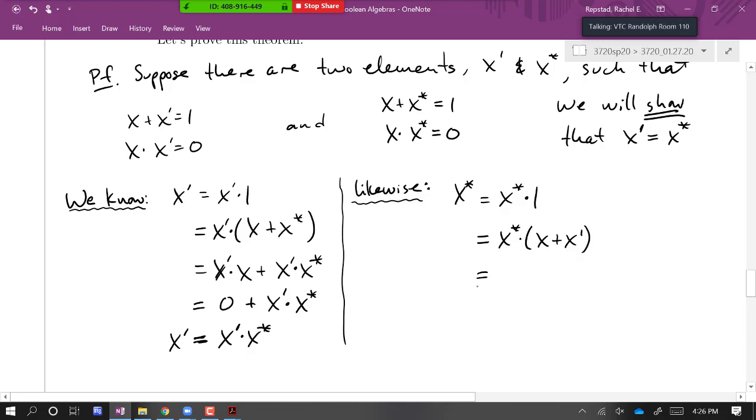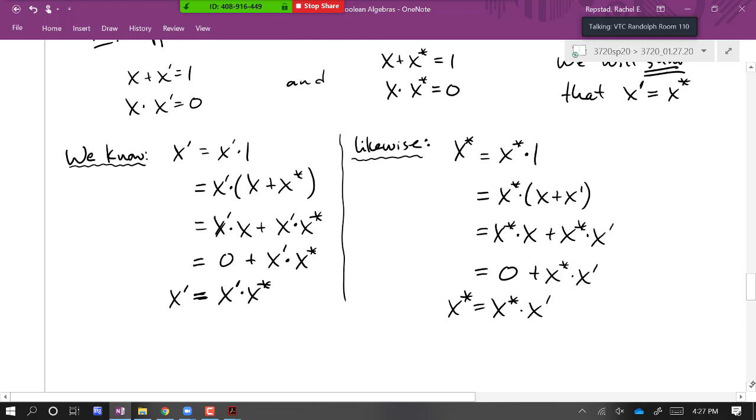So then we do the distributive again, and what do we get? X star times x plus x star times x prime. What is x star times x? 0. And so anything plus 0 is itself, so this is x star times x prime. And what we started with on the left side in the very beginning of this string of equations was x star.